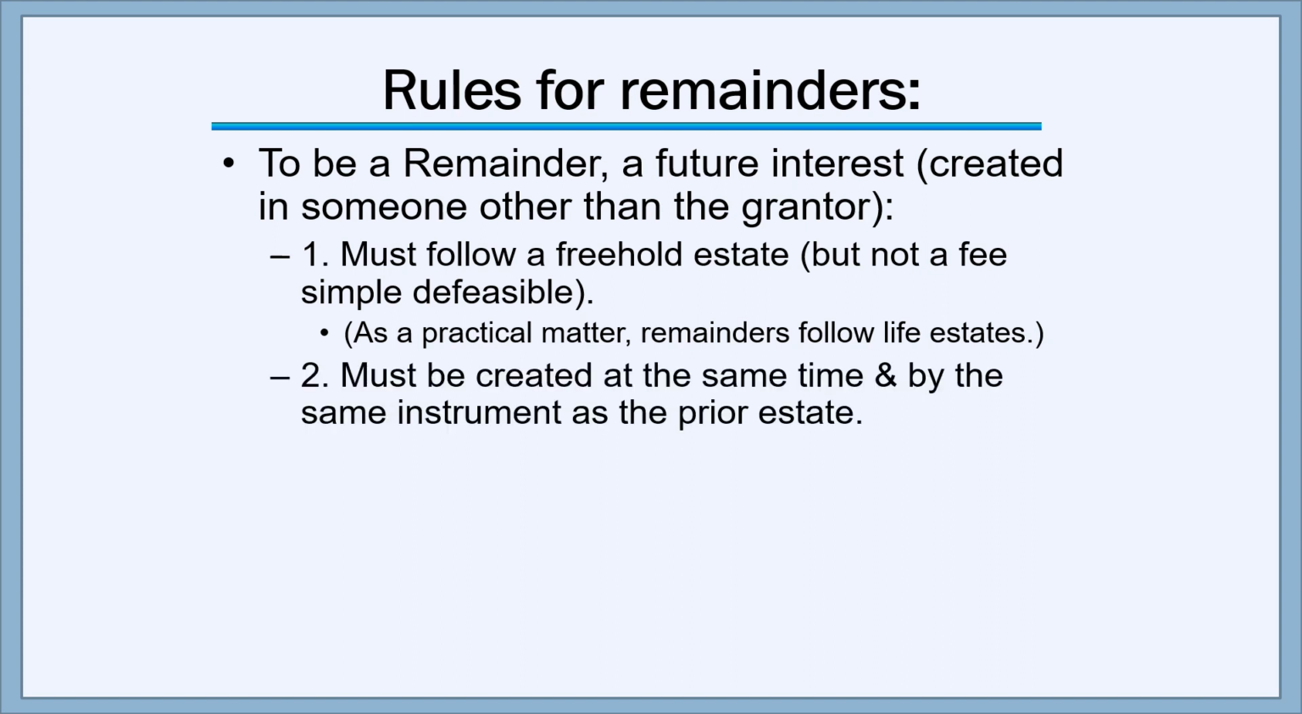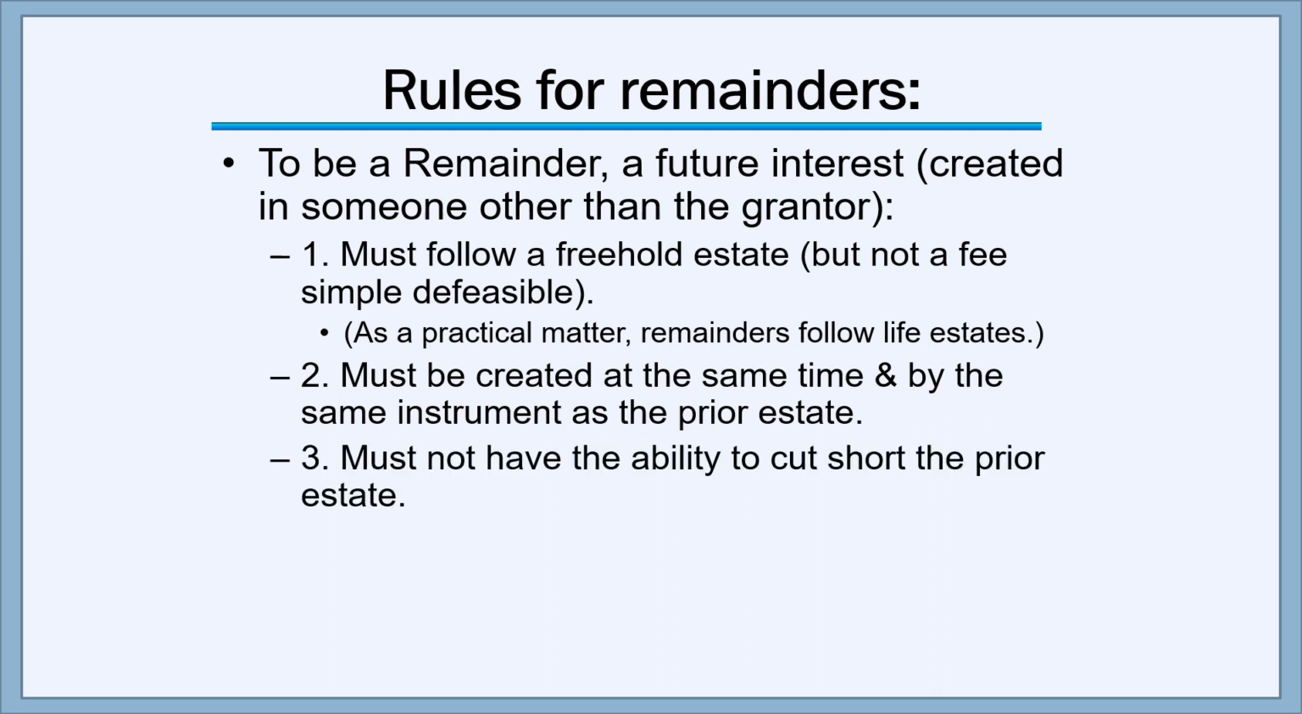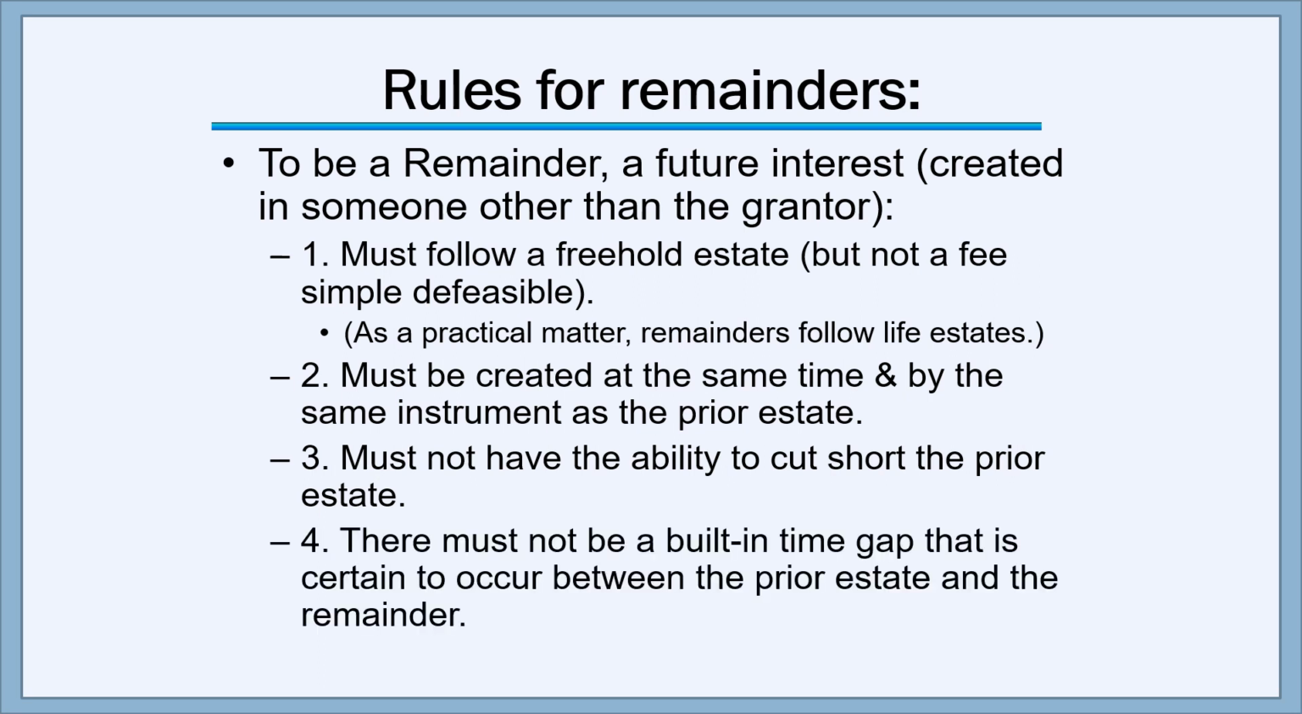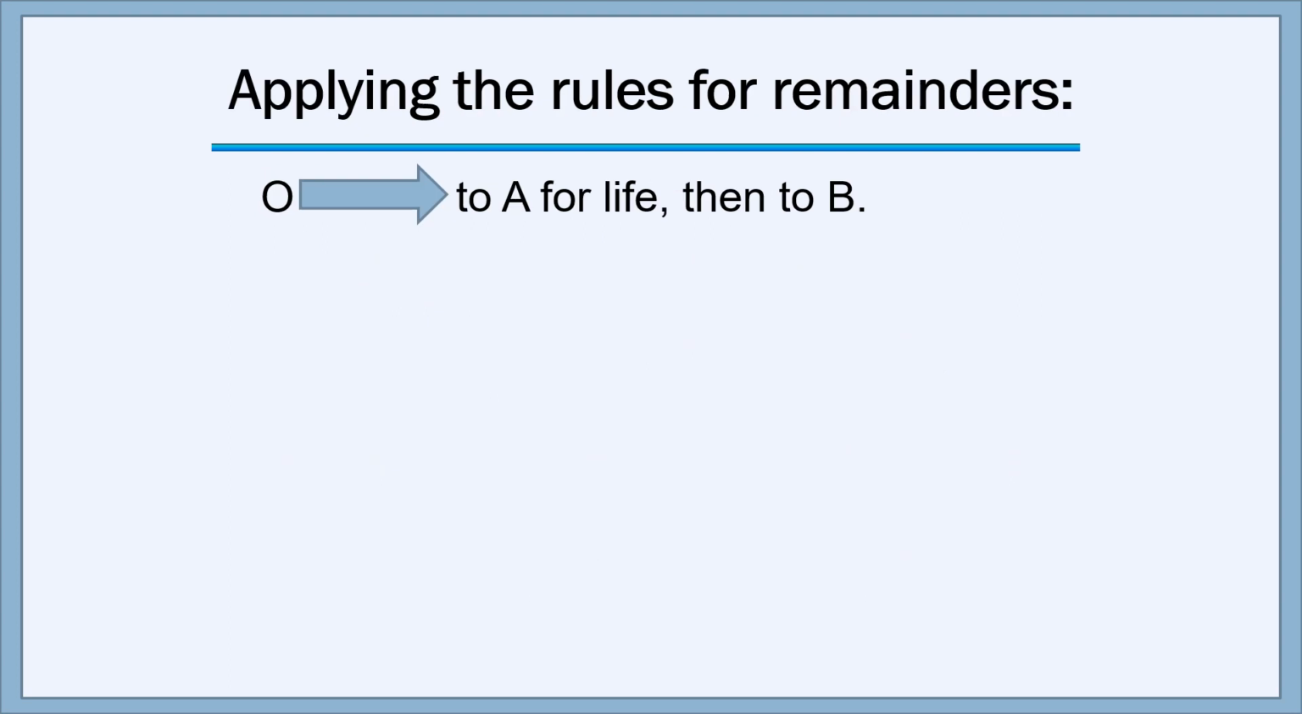The second rule is that the remainder's got to be created at the same time and by the same instrument that creates the prior life estate. The third rule is that a remainder mustn't have the ability to cut short the prior life estate. It's got to wait patiently until the prior life estate ends naturally by the death of the measuring life. And the 4th rule is there must not be a built-in time gap, one that's certain to occur between the prior life estate and the remainder. In other words, the remainder has got to be at least possibly ready to take immediately at the end of the prior life estate.